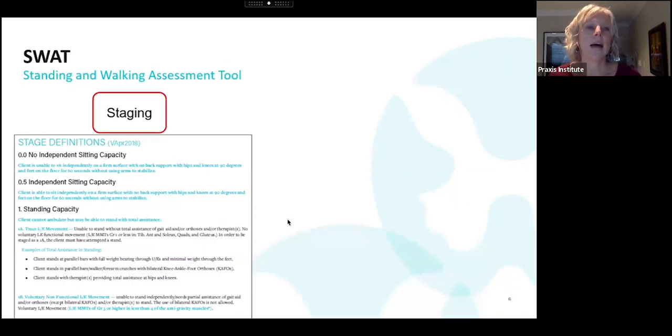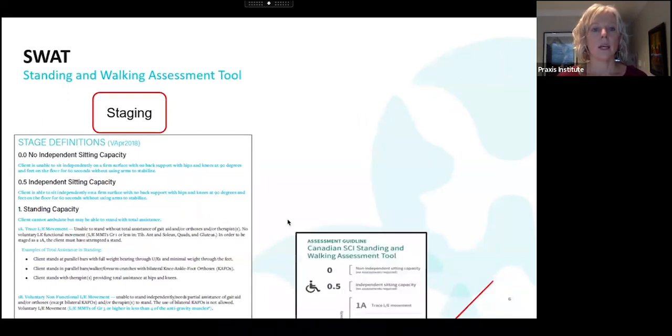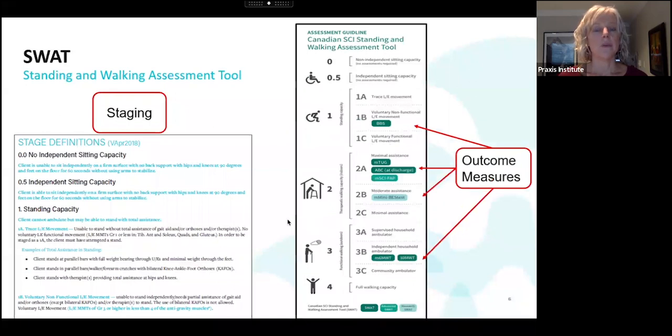And so if we look at the SWAT, or the Standing Walking Assessment Tool, it has 2 components. The group developed a staging tool, and this staging tool really allows us to define a standardized functional ability in terms of standing and walking, at which we can collect the different outcome measures. And so you can see on the right-hand side of the screen there, the outcome measures that are collected at the different standing and walking functional stages.